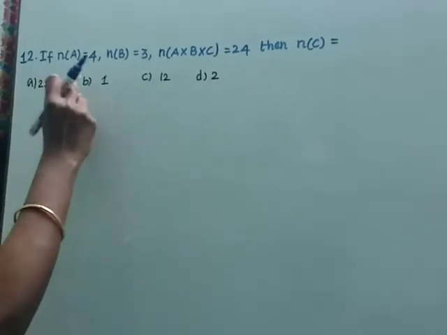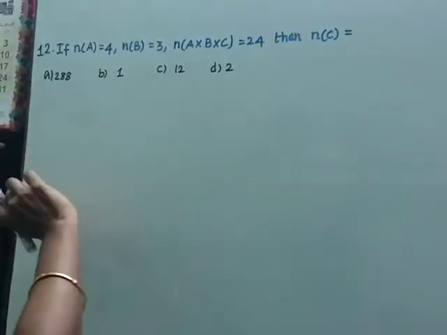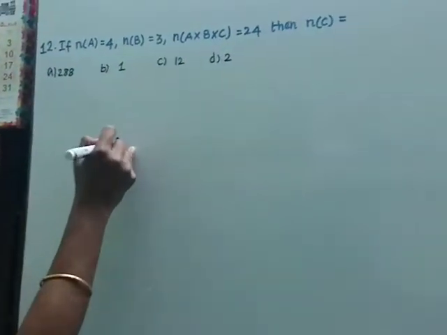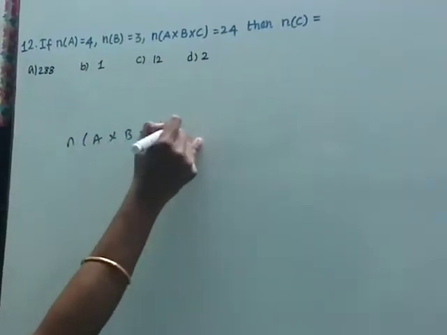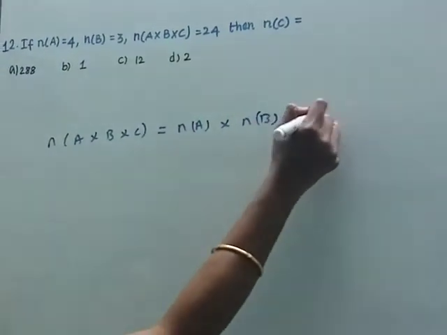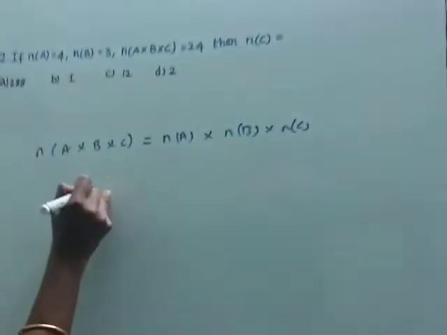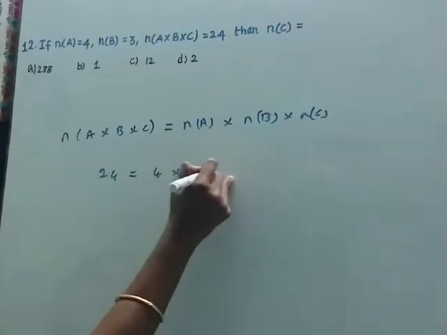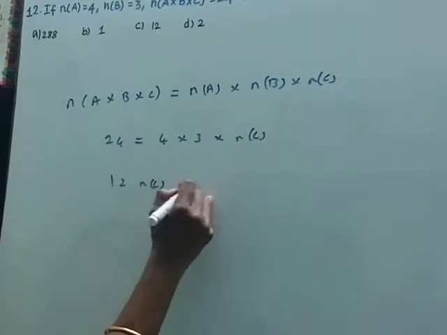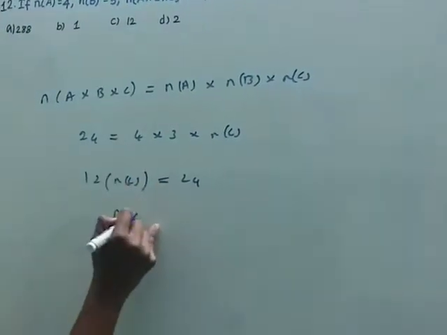12th problem. If n of A is equal to 4, n of B is equal to 3, n of A cross B cross C is equal to 24. It's a well-known formula and an easy question. n of A cross B cross C is n of A into n of B into n of C. So here they have given this as 4, and here 4 into 3 into n of C. So 12 into n of C is equal to 24. So what will be the n of C value?